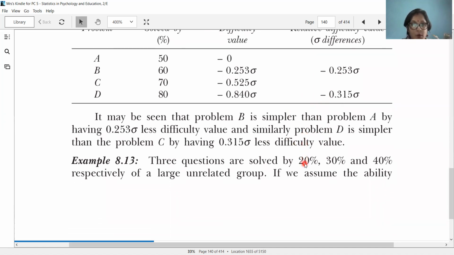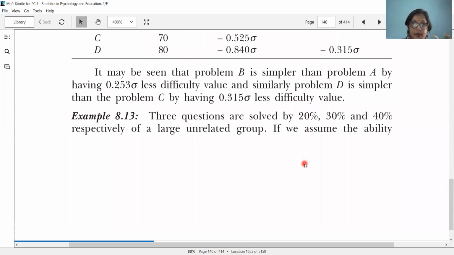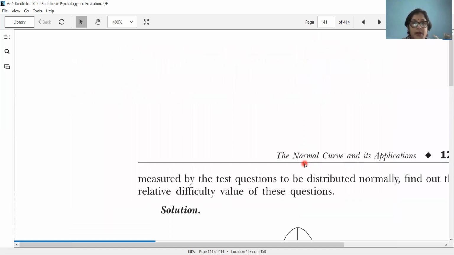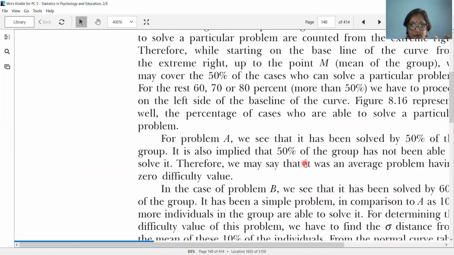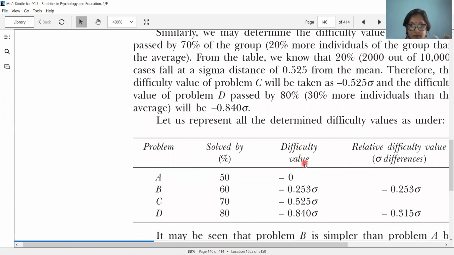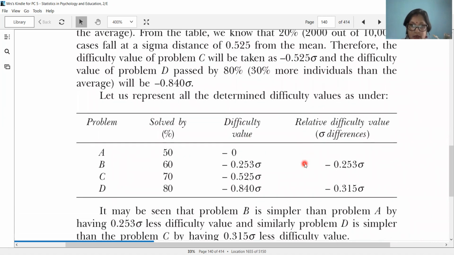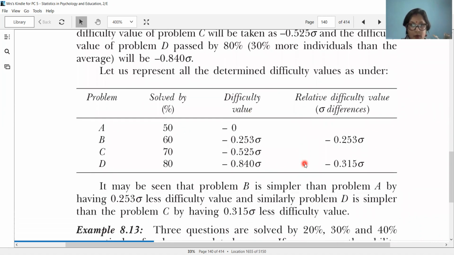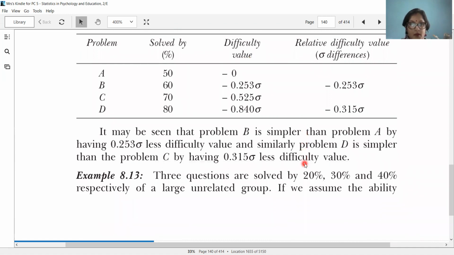Okay, now we have another example of this same type. Three questions. Sorry, okay. Please wait. If you have any confusion, please tell me. You can comment.